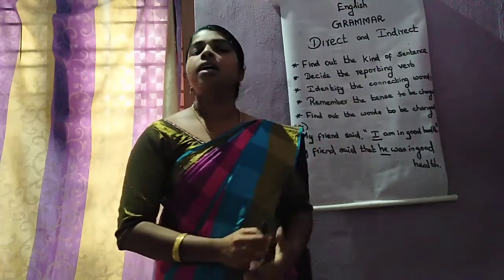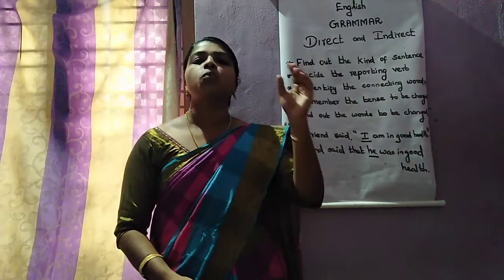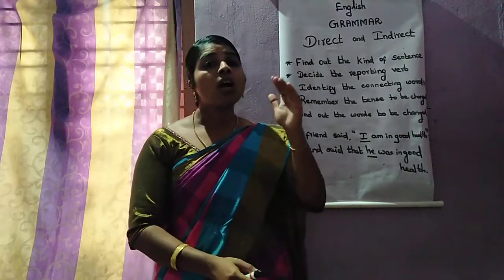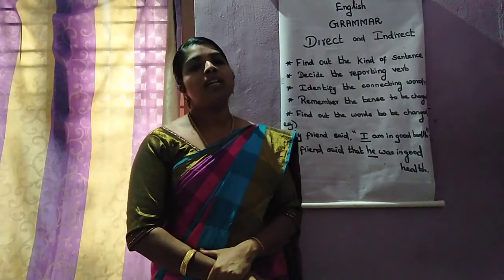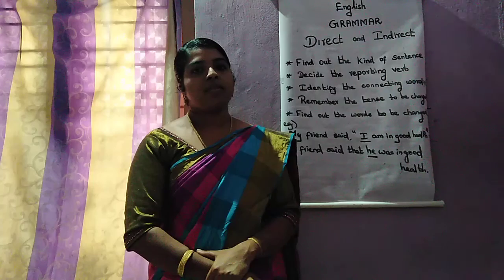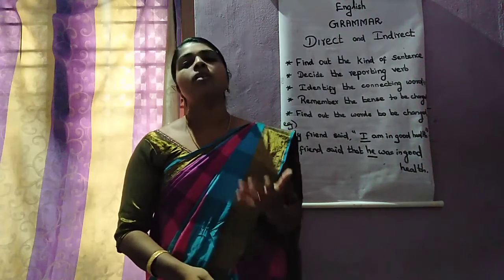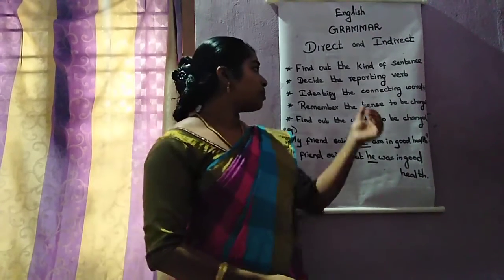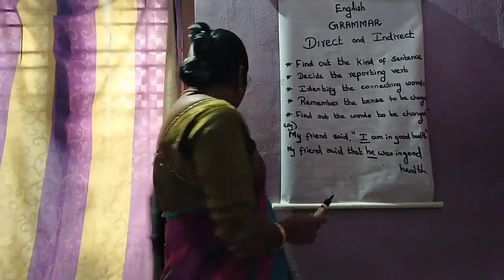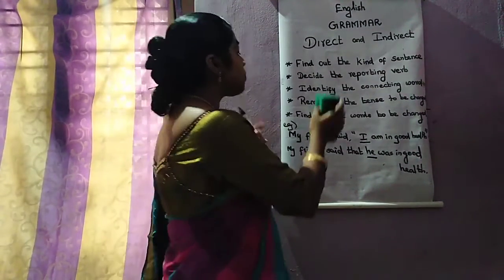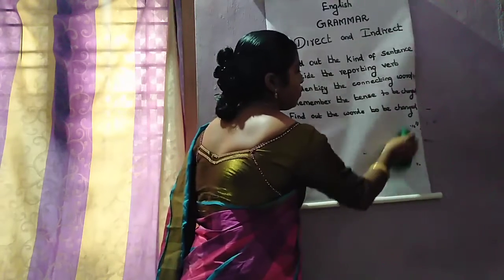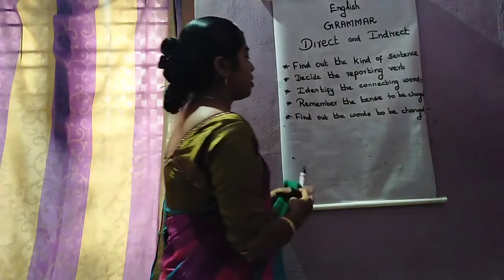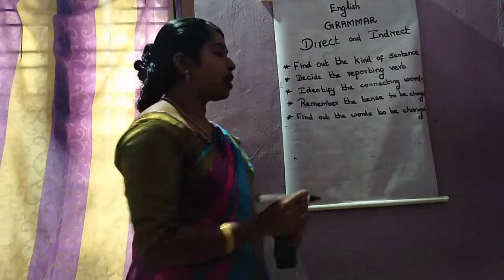Shall we move to the second rule? Decide the reporting verb. Okay. First we find out what type of sentence it is. According to that, this reporting verb will change. Okay. Note down everything, whatever I am telling. Let me tell you about the reporting verb. Certain words I am telling, okay.